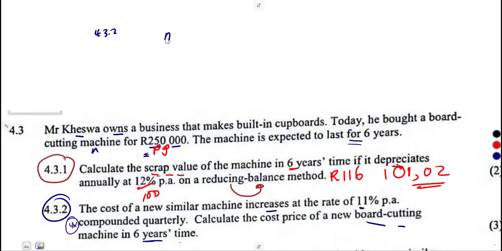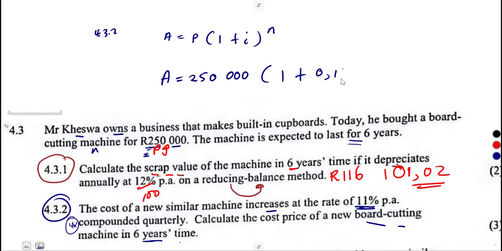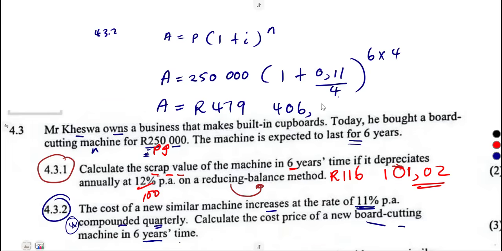All right, so 4.3.2, given our principal, 250,000. So A is equal to P into 1 plus i to the exponent of n, the compound interest formula, where the principal is 250,000. 1 plus the interest rate for this one, which is 11%. Divide by 100, 0.11. But it's being compounded what? Quarterly, so over 4. To the exponent, number of years, 6 times the compounding 4. So that's it. So just use your calculator. You're going to get an amount of 479,406.53, like this.